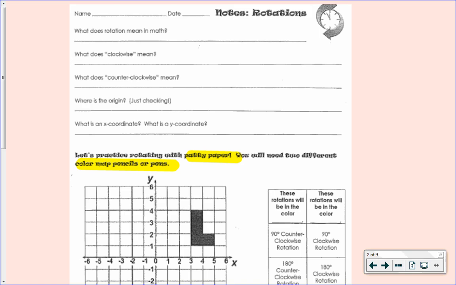I'm recording. Okay, so we are going to learn about rotations today and take notes on rotations. This is the second transformation. The first transformation was dilations. Now we're going to talk about rotations today and tomorrow and also on Monday. Okay, so what does rotation mean in math? A rotation is just like a spin or a turn.